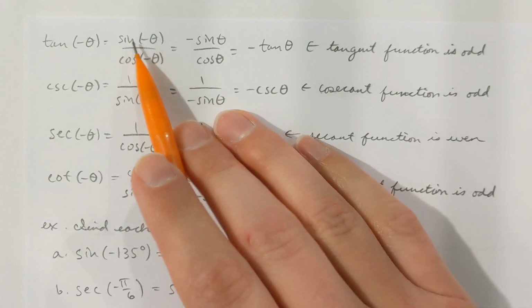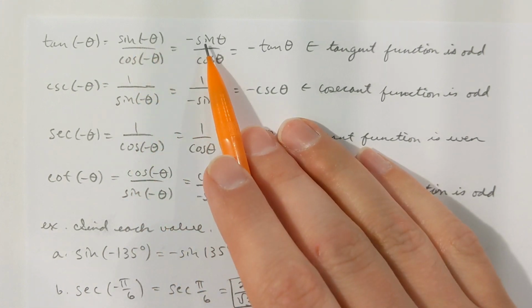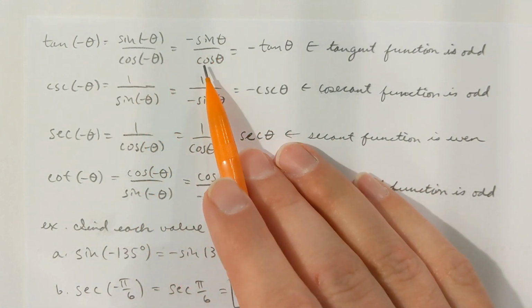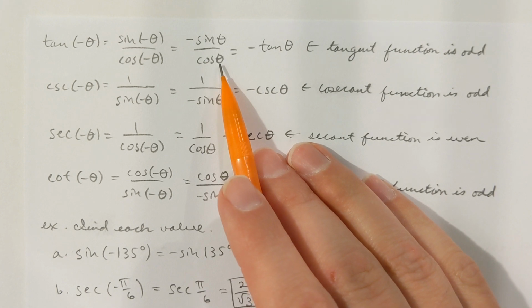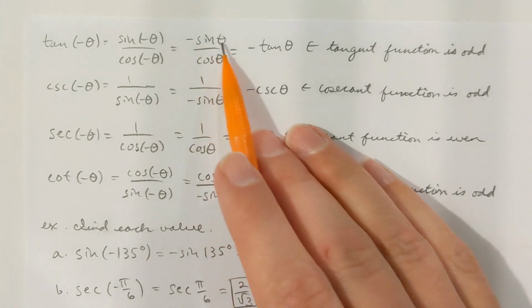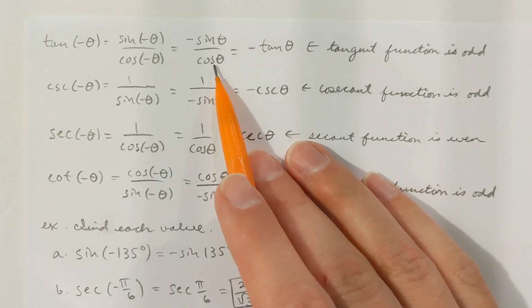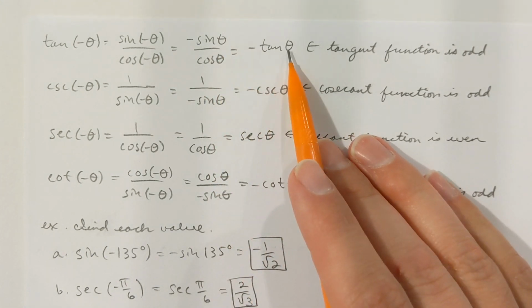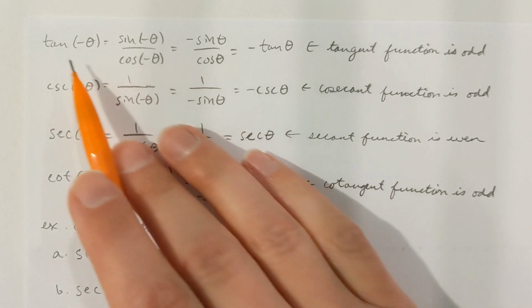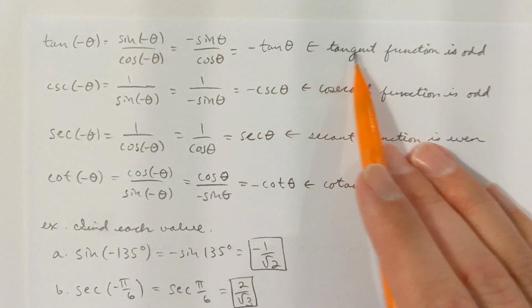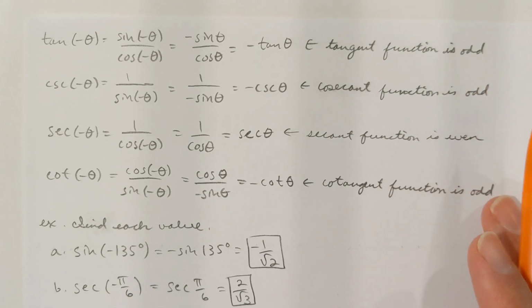Sine of negative theta, we've already said, is negative sine theta. Cosine of negative theta is the same as cosine theta, since the cosine function is even and the sine function is odd. But sine theta over cosine theta is one way to define tan theta. You've got a negative in front of that. So tangent of negative theta is the same as negative tan theta, which means that the tangent function is odd.